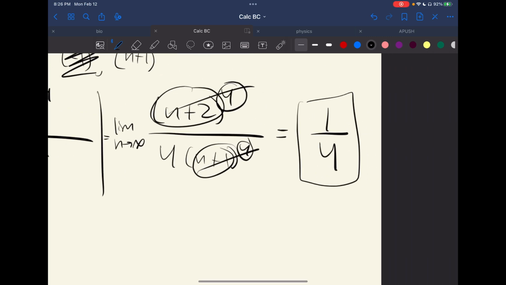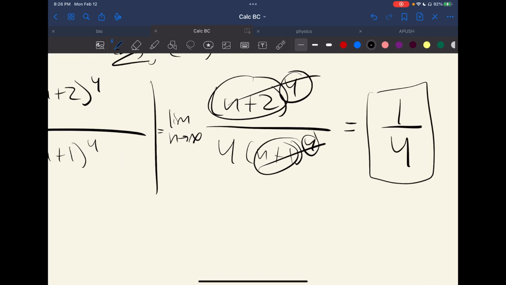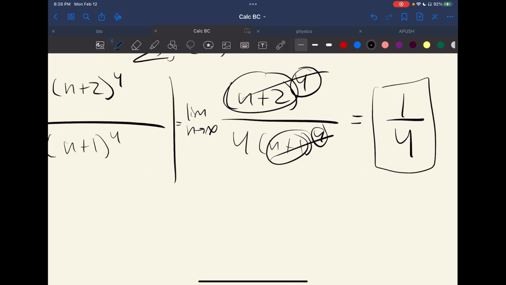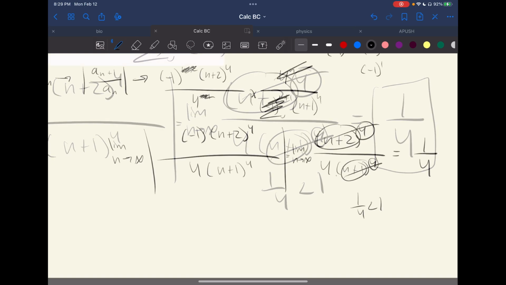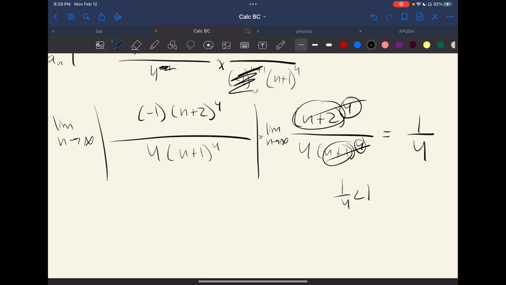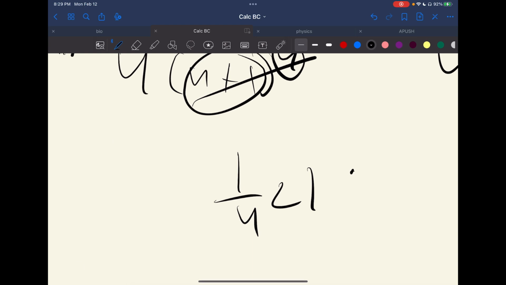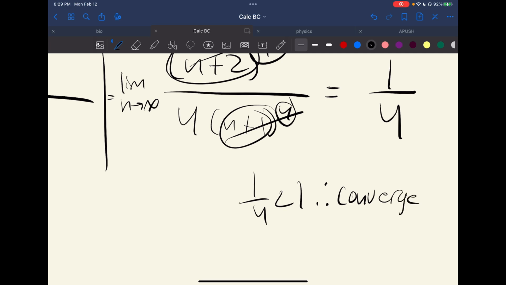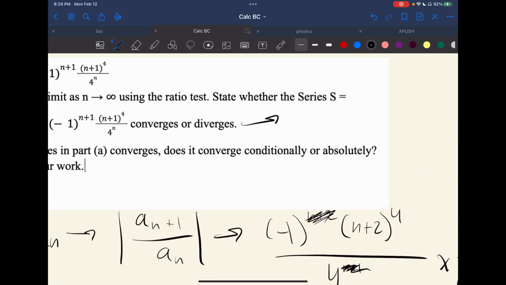So that's going to be the limit as n approaches infinity. And from what we know on the ratio test, if the limit is less than 1, then it'll converge. But if it's greater than 1, it'll diverge. So 1/4 is less than 1. Sorry, my mom came into my room. So yes, we know that the limit as n approaches infinity is going to be 1/4, and 1/4 is less than 1. So therefore, by the ratio test, this is going to converge. Okay, so here we can write that it converges.